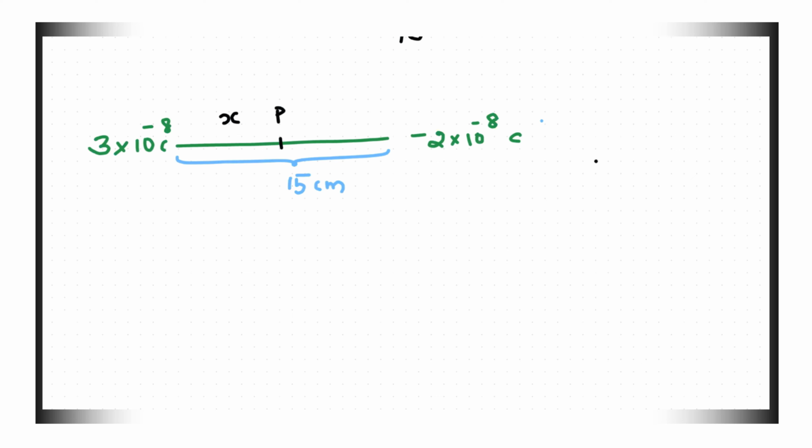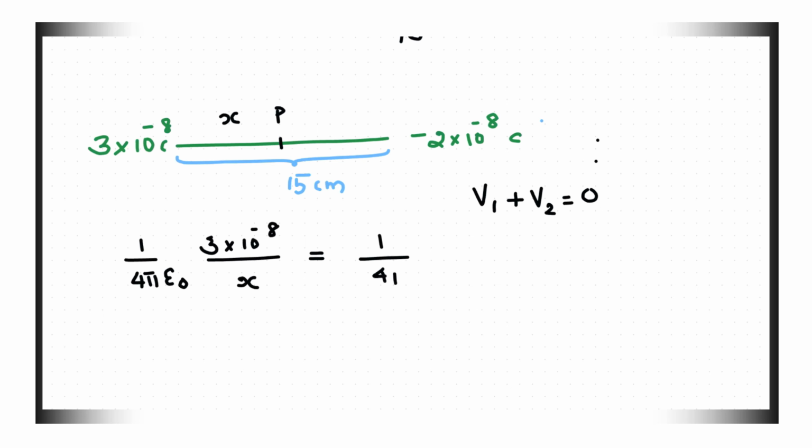The potential due to the first charge plus the potential due to the second should be equal to 0, because potential is a scalar quantity. So we write 1 by 4 pi epsilon 0 3 into 10 raised to minus 8 divided by x. Don't put x square, because it is potential. Plus 1 by 4 pi epsilon 0 minus 2 into 10 raised to minus 8 divided by 15 minus x. This should go to 0.